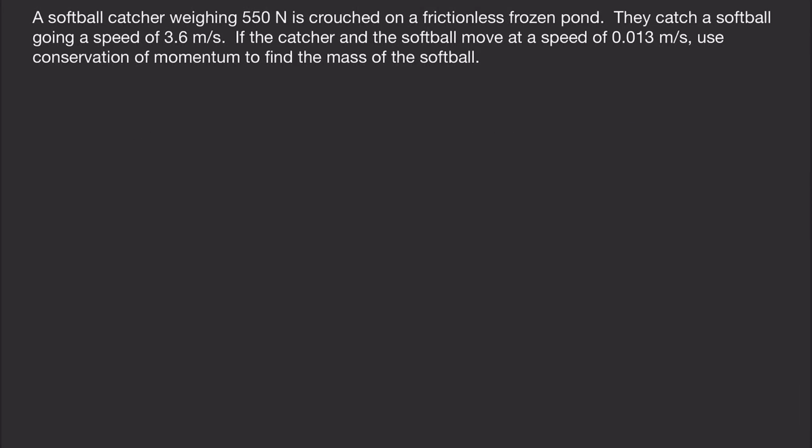In the next problem, we have a softball catcher weighing 550 newtons that is crouched on a frictionless frozen pond. They catch a softball going a speed of 3.6 meters per second. If the catcher and the softball move at a speed of 0.013 meters per second, use conservation of momentum to find the mass of the softball.